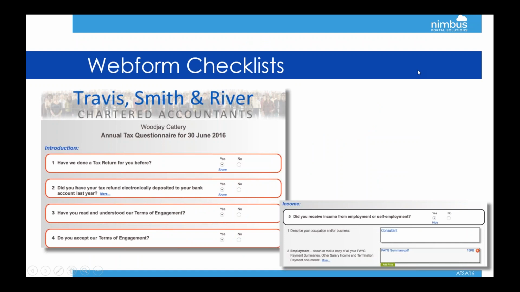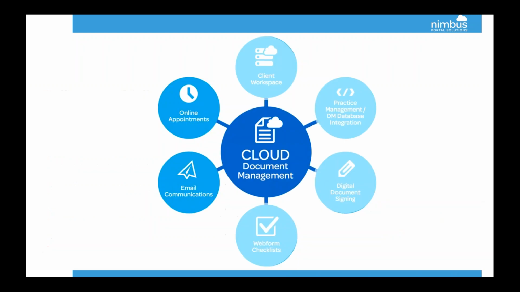Webform checklists is a component that is unique to Nimbus. We have designed some 40 templates that are available to be customized around the standard work type, so company, non-BAS, company trust, BAS, individuals, etc. And the idea is that these checklists are set up once, so your quarterly BAS checklists are set up once, and they go out and are followed up automatically by the system. Checklists can also be utilised for surveying clients post completion of work and for marketing purposes as well.